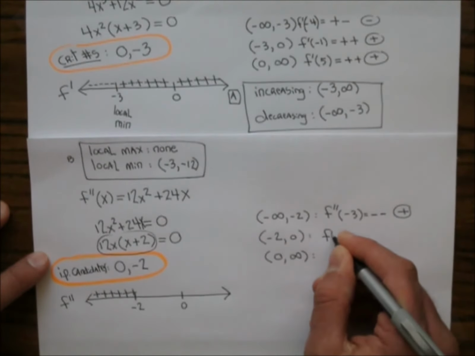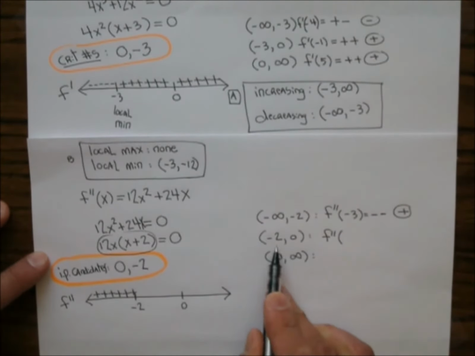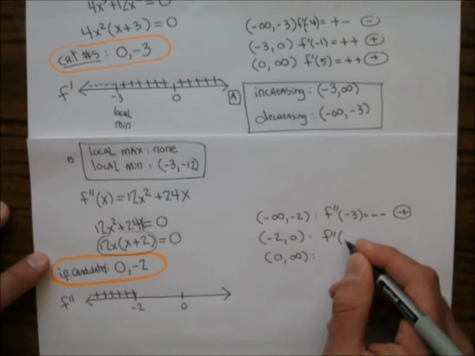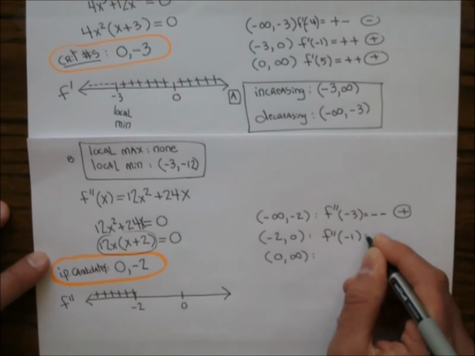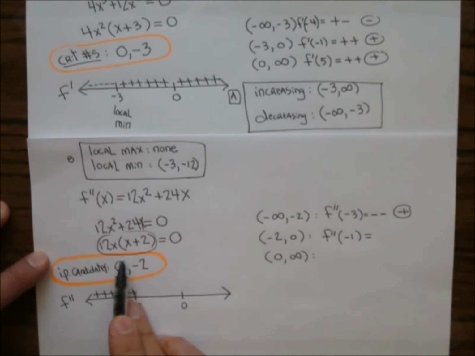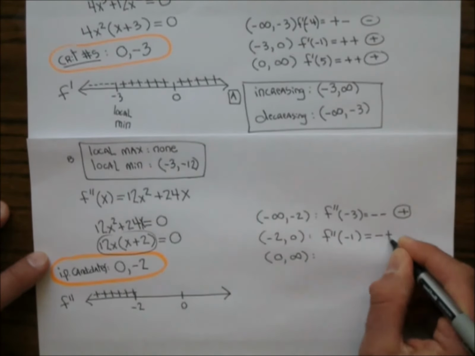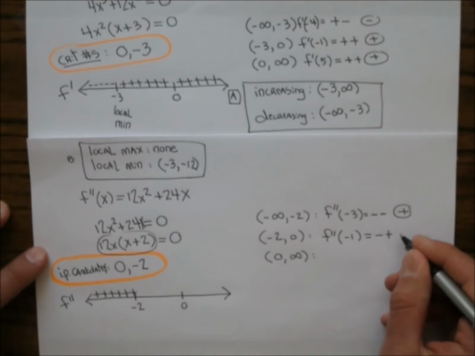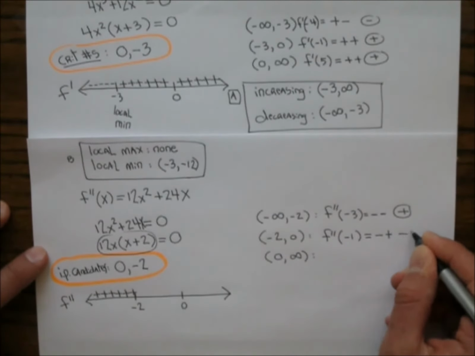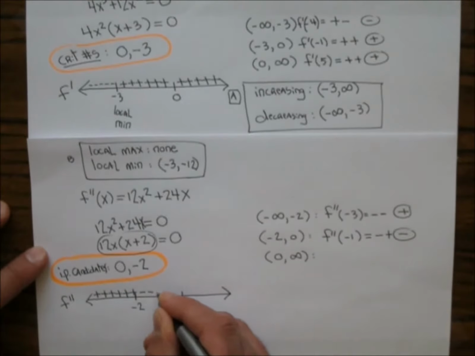Let's put a number from this interval into the second derivative, maybe negative 1. I'll plug it into this one right here. So this is a negative 12, a negative times a positive, which gives me a negative. So all these guys are negatives.